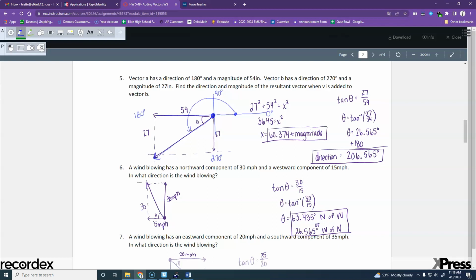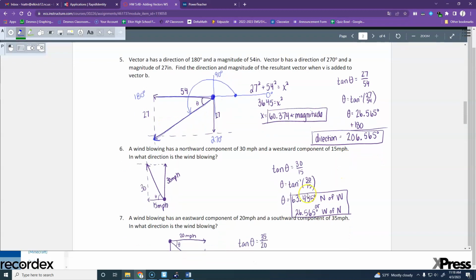If you remember doing a little bit of unit circle stuff back before, that's how the angles work on that unit circle. You just always start at 0 and go in the counterclockwise direction that far for that angle. And then the magnitude is just Pythagorean theorem. Okay. 6, you are either going to get 26.565 degrees west of north or 63.435 degrees north of west. You don't have to have both, just as long as you got one of them and your directions are correct.